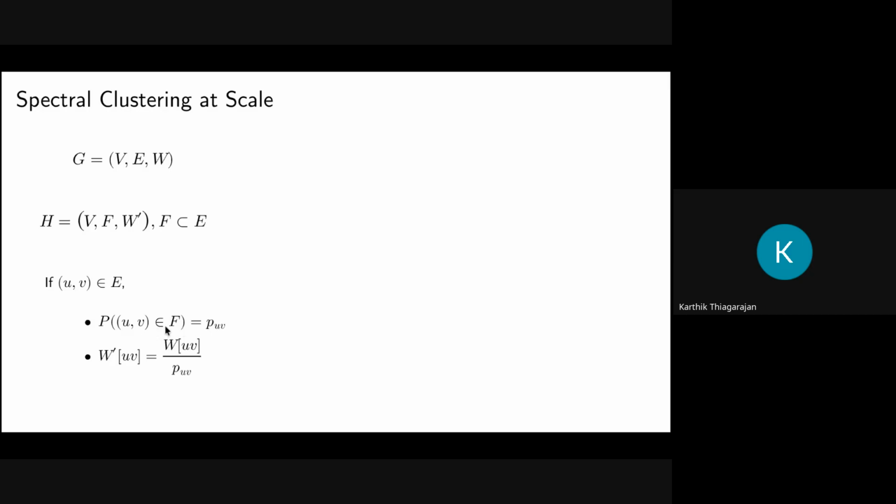Okay, this is an error. This has to be E, right? So this, no, this is F. This is E, correct? Yeah. So with probability P_UV, you retain an edge in E. Remember, UV is in E already. You are retaining it in F with this probability, and you are inversely scaling the new weight here. Why you are doing this will become apparent very soon.